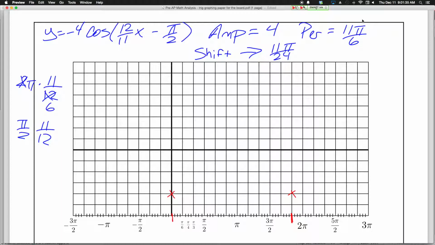We go ahead and mark our period marks down here. So half of 11 is 5.5. Half of 5.5, 2.75. So 2 and 3 marks. Okay. So I've done all the prep work. Now what do I want to do? Shift it. I need to shift it. And I need to figure out how much I want to shift it.